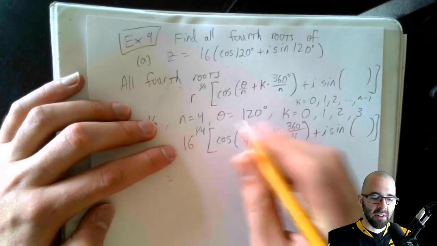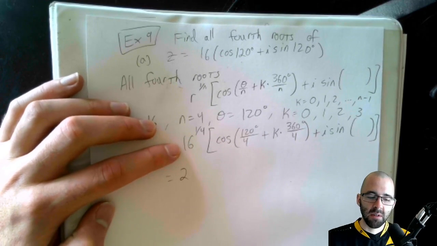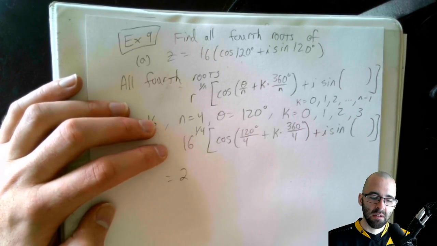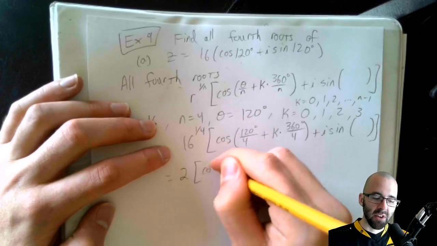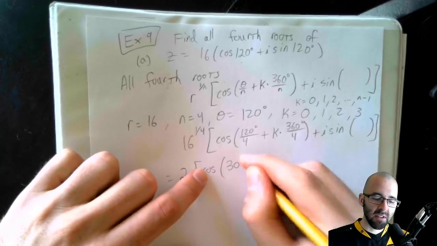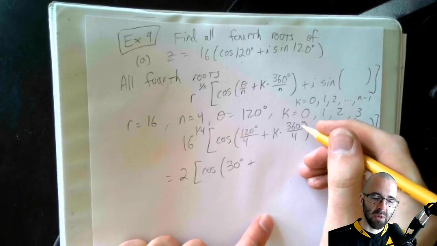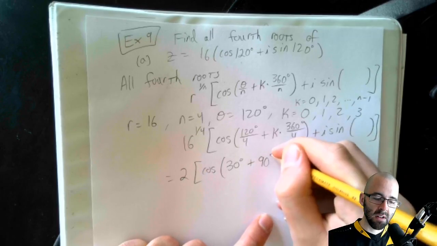So we just simplify now, right? The fourth root of 16 is 2. Times, what do you get? The cosine, 120 divided by 4, that's 30 degrees. 360 divided by 4, that's 90 degrees.